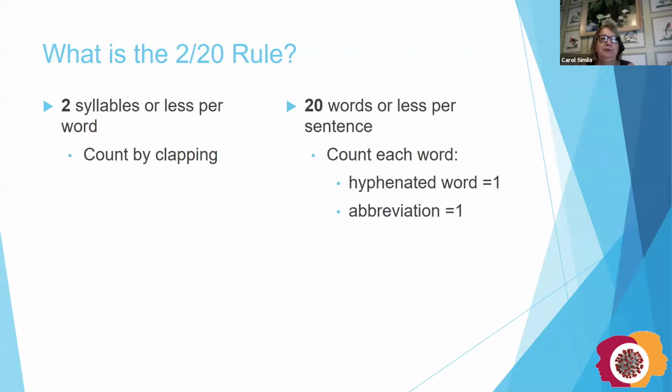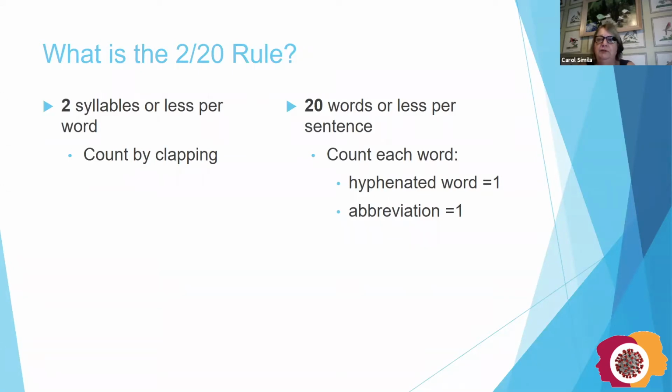The 220 rule is kind of just a rule of thumb, and I love rules of thumb. I know that they're not comprehensive legal documents. They're just something that you can grasp onto in a pinch. So the 220 rule is one that sort of evolved for me over the years. The 2 is 2 syllables or less per word. So you're basically speaking or writing using 2-syllable words.